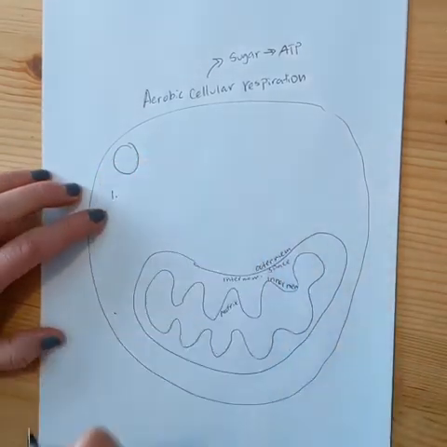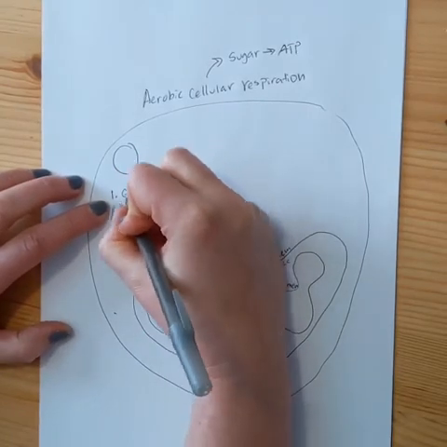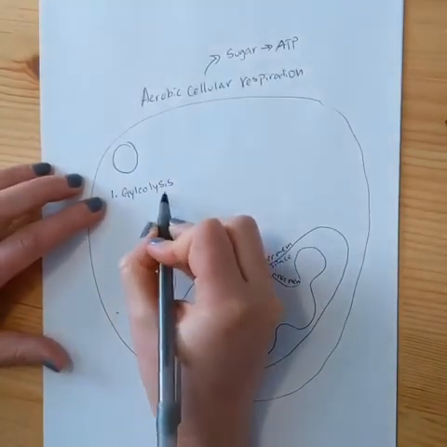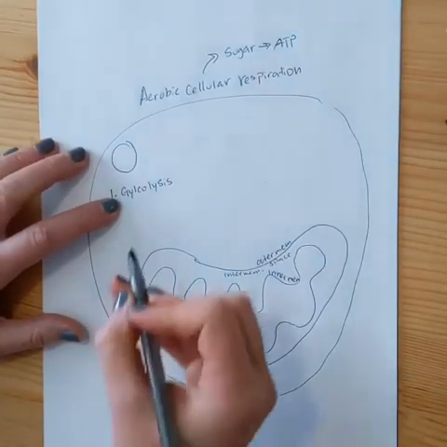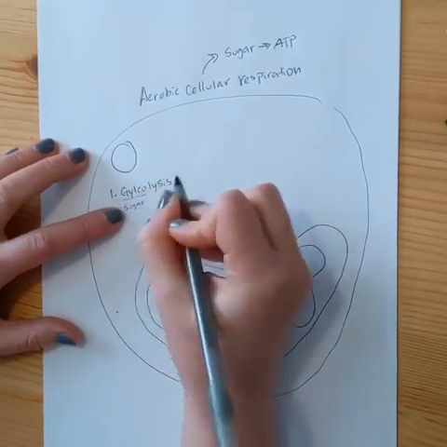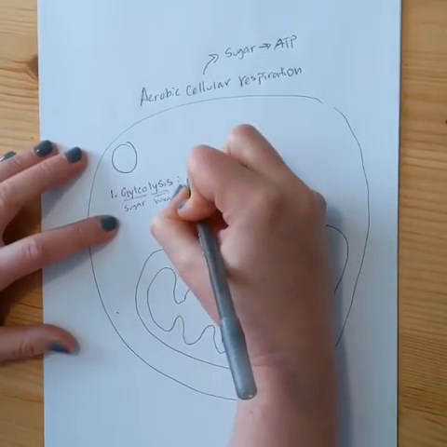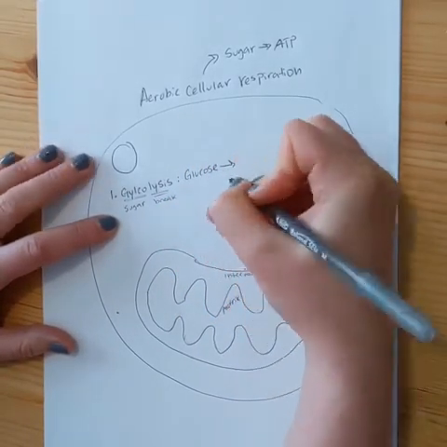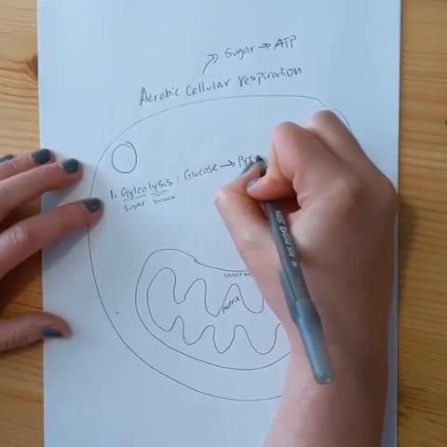The first step happens in the cytoplasm, and it's called glycolysis, which I always have to say in my head to spell it right. Now, glycolysis is cool because it tells us what happens already just in this word. Glyco means sugar, and lysis means to break. So in glycolysis, you're going to take sugar, which is glucose, and you're going to break it into 2 new molecules. These molecules are called pyruvate.